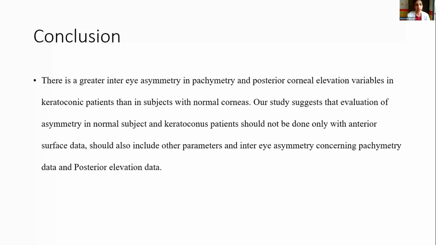In conclusion, there is a greater inter-eye asymmetry in pachymetry and posterior corneal elevation variables in keratoconic patients than in subjects with normal corneas. Our study suggests that the evaluation of asymmetry in normal subjects and keratoconus patients should not be done only with anterior surface data, but should also include other parameters and inter-eye asymmetry concerning pachymetry data and posterior elevation data.